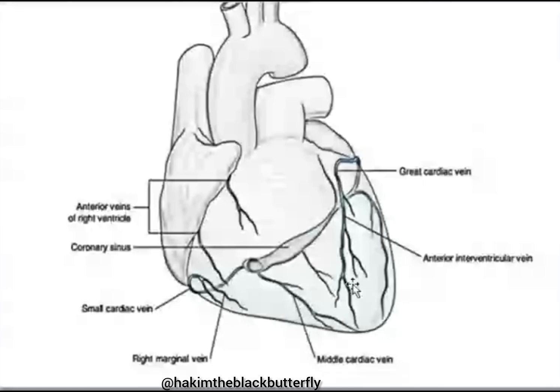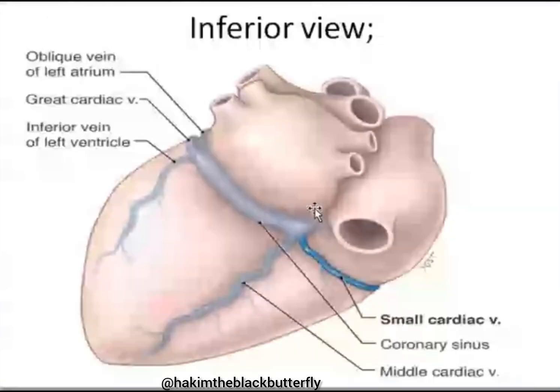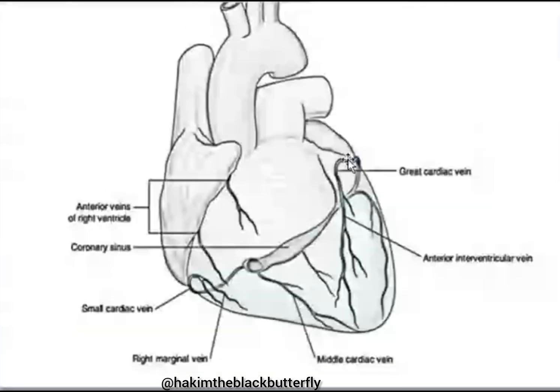Then there is the anterior interventricular vein. The anterior interventricular vein is the one which is moving with the anterior interventricular artery. That anterior interventricular vein is going to drain into what we call the great cardiac vein. And the great cardiac vein is going to go to the posterior surface of the heart, and it's going to confluence with other veins, and they are going to drain into the coronary sinus.